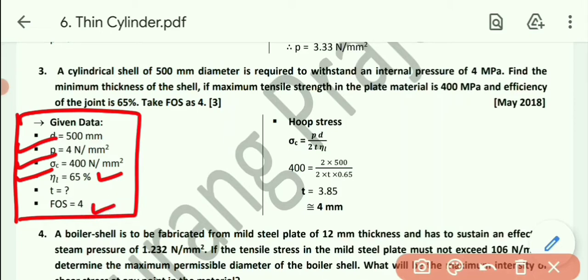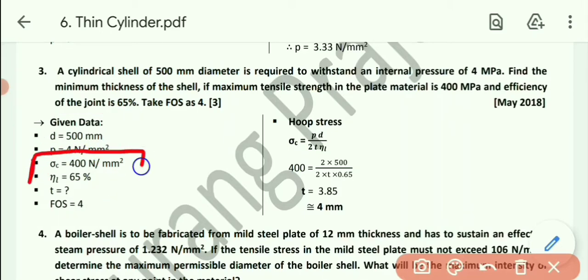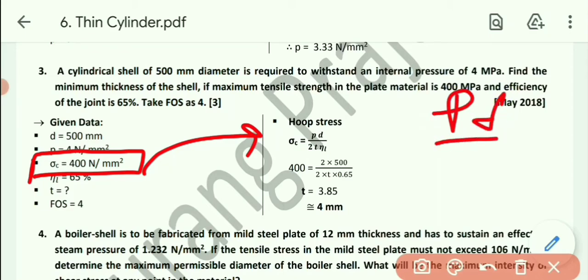So what we need to do now, they have given us sigma c in the data, so ultimately I will apply the formula of sigma c. Sigma c's formula will apply, that is PD divided by twice T. Now as efficiency is also given in the data, put down the equation of efficiency also over here.